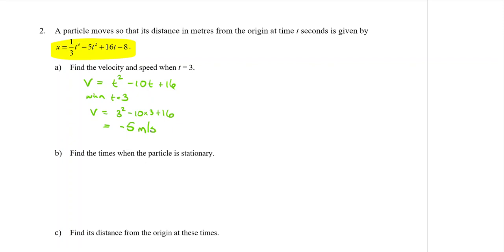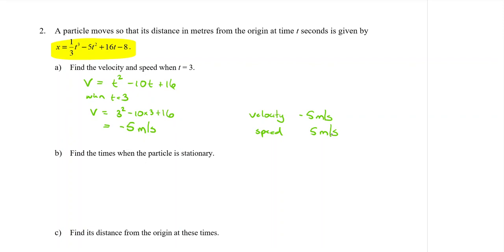-5 meters per second. That is the velocity. The speed would be just without the negative sign. So velocity is -5 meters per second. Speed would just be 5 meters per second. Take the direction out of it.